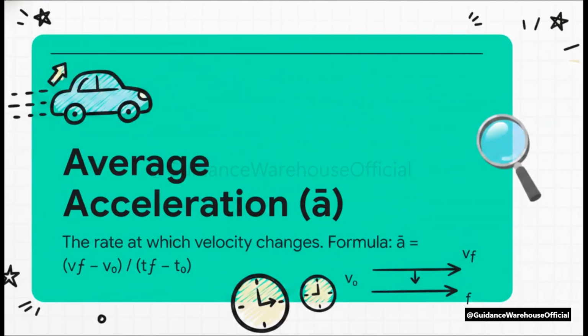Okay, so here's the official physics breakdown. Average acceleration is just the rate at which velocity changes. That's it. And this formula right here is our best friend for figuring it out. All it says is that acceleration, that's a with the bar over it, is just the change in velocity, which we get by taking the final velocity and subtracting the initial velocity, and then we just divide all that by how long it took for that change to happen.